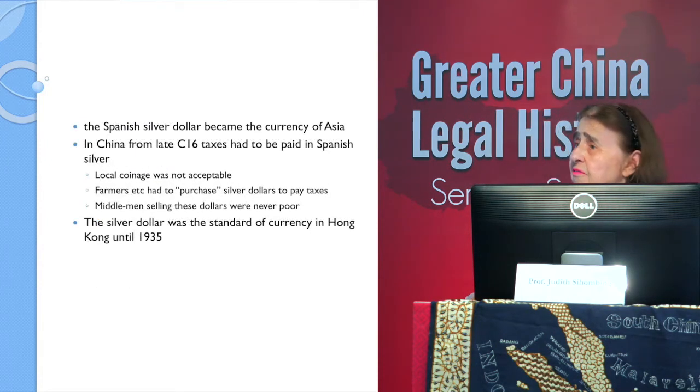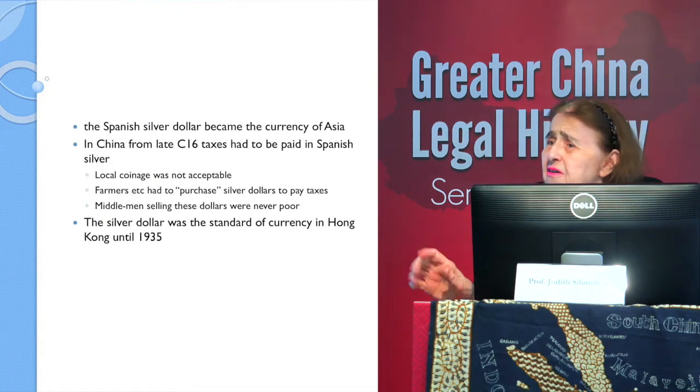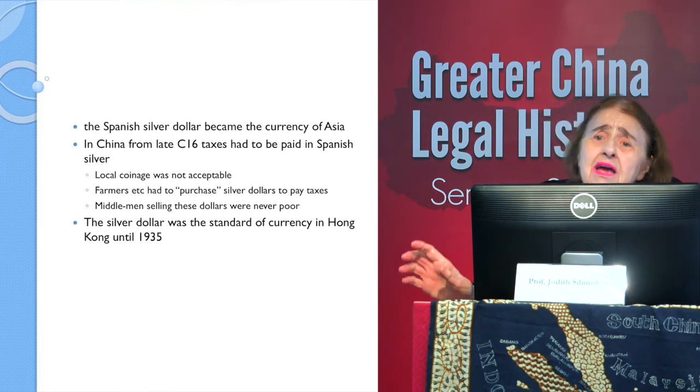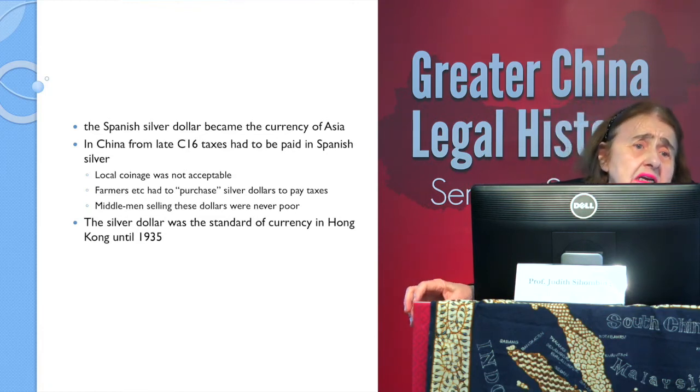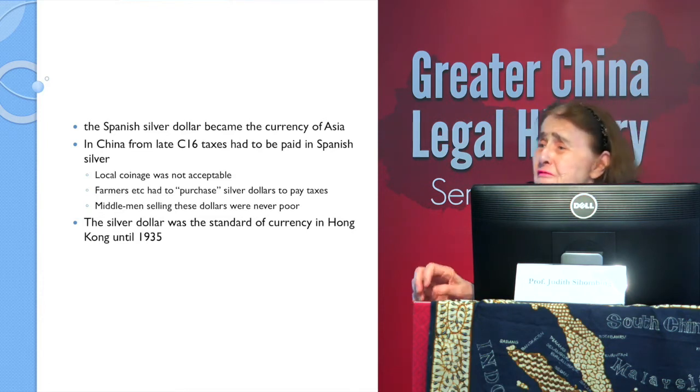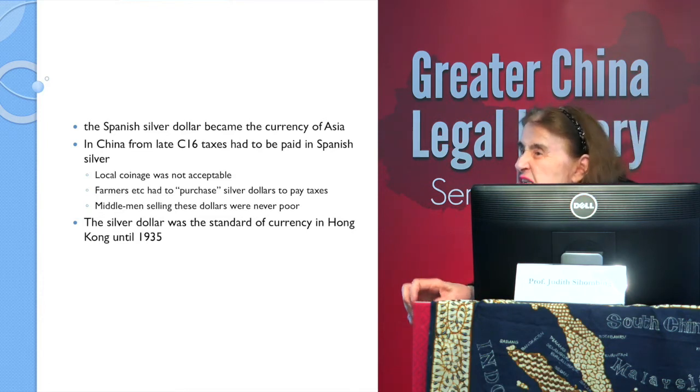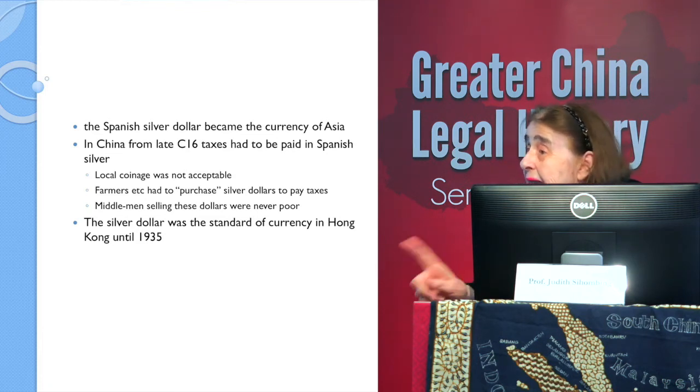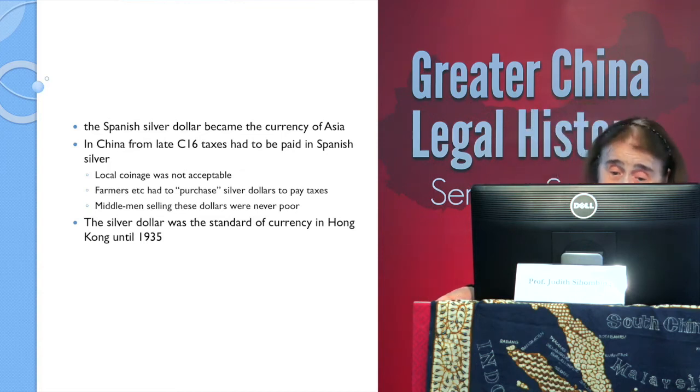And in China, from the late 16th century, I never understood this one, everybody had to pay their tax in Spanish dollars. So if you were a farmer, you'd have to buy Spanish dollars to pay your tax. So who was the wealthy man in the village? We know who that was. It wasn't the farmer. And it was the standard currency in Hong Kong in 1935.